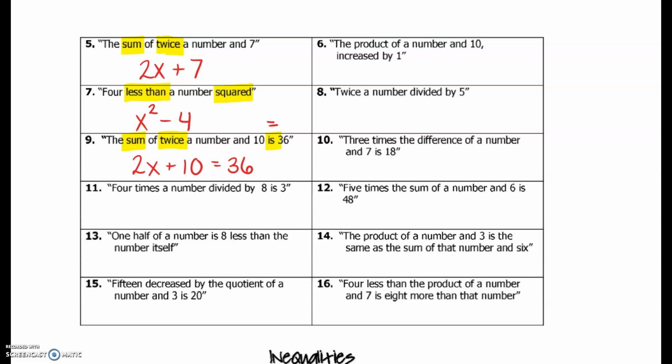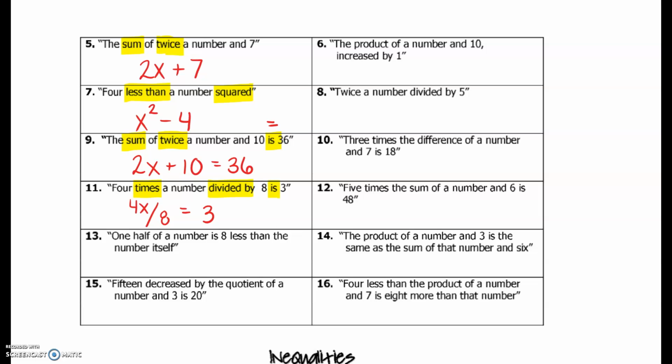In number 11, we have 4 times a number divided by 8 is 3. So in this case, you see the phrase times and divided by, as well as the word is. What this means is we're going to take 4x for 4 times a number, divided by 8, is where we need our equal sign, and then a positive 3.